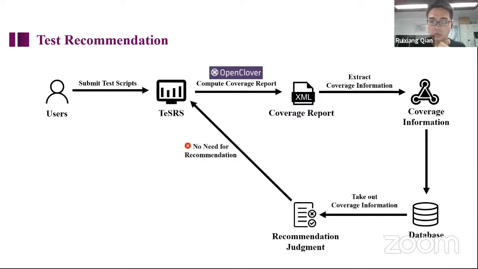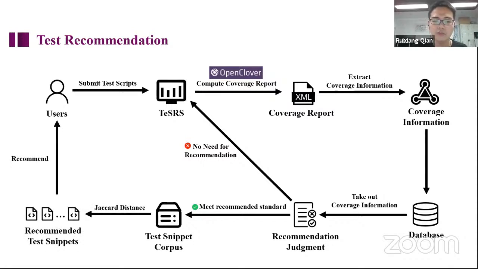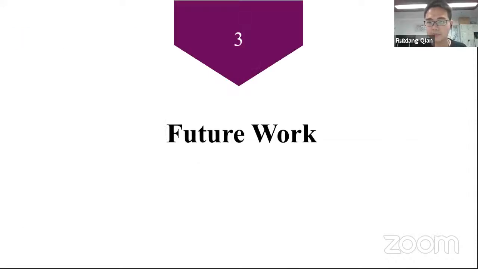If the judgment result is false, TSS will do nothing and keep on monitoring. Otherwise, it will first draw several test snippets from the corpus to match the signature of the method under test in the task, and then we further compute the Jaccard distance between the recommended test snippets and the submitted test script and recommend the top 2 test snippets to users. And that's all for the recommendation process.